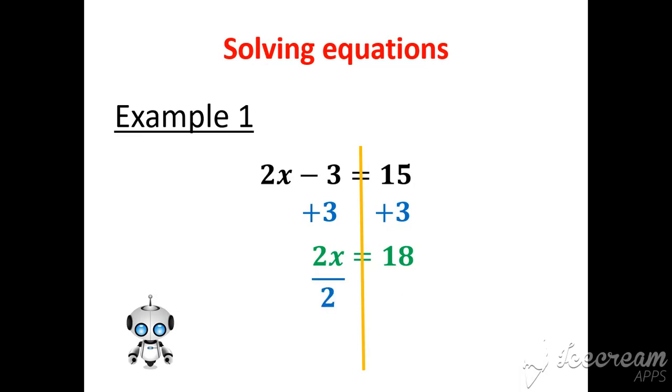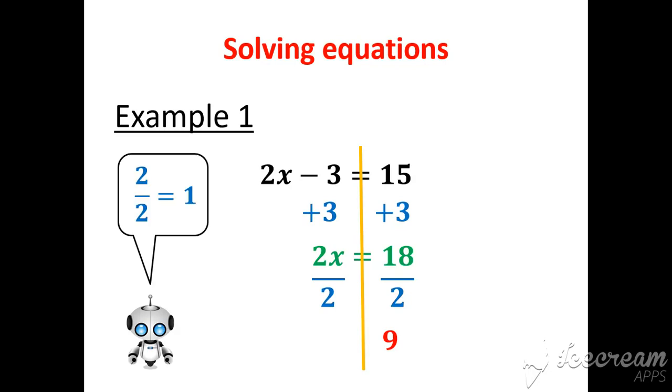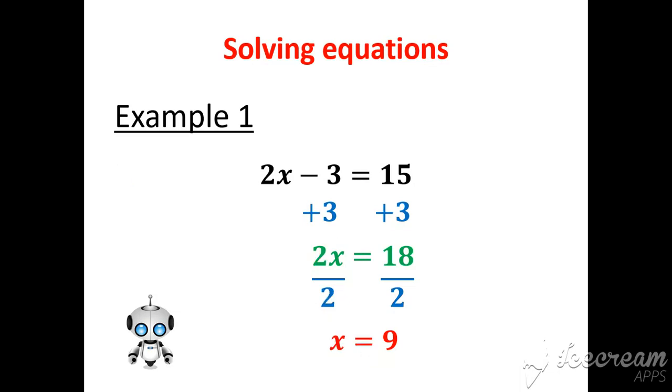See the coefficient of 2 at the front? We have to divide by 2 to get rid of the 2. But if I divide by 2 on the left, I must divide by 2 on the right. So on the right, 18 divided by 2 is 9. And on the left, remember when we divide a number by itself, it cancels to 1. So the 2's cancel to 1, leaving 1x. So x is equal to the number 9.